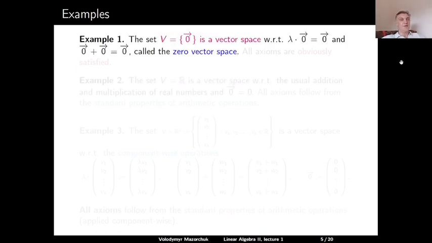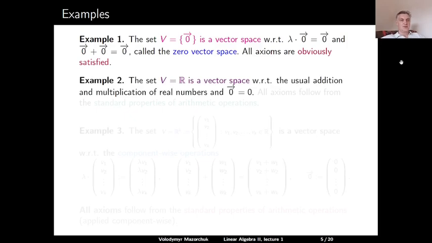If we take the set V, which just consists of the 0 vector, and then define the operations in the unique way, so lambda times the 0 vector is the 0 vector for any lambda, and 0 vector plus 0 vector is the 0 vector, then we get a vector space which is called the 0 vector space. All axioms are obviously satisfied because there is a unique way to define everything.